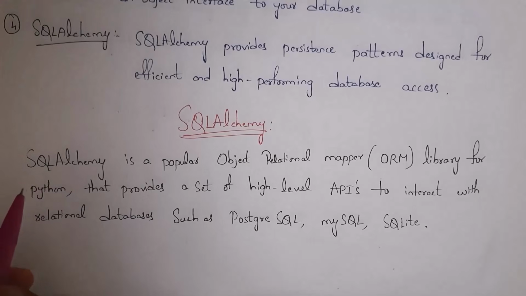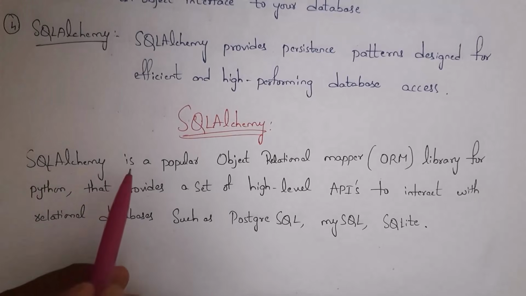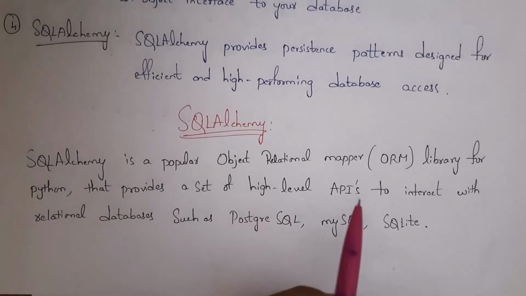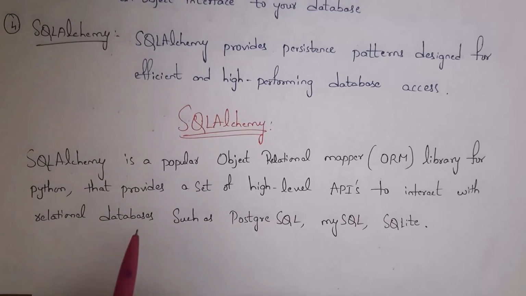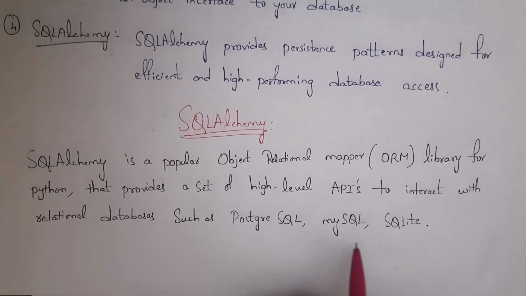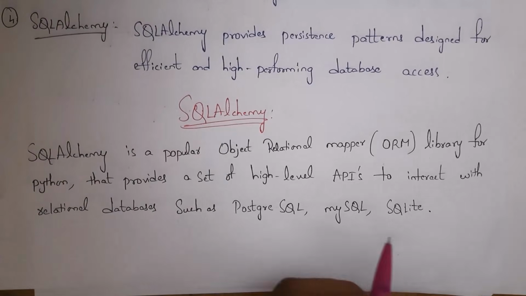This is the definition of SQLAlchemy. SQLAlchemy is a popular object relational mapper library for Python that provides a set of high-level APIs to interact with relational databases such as PostgreSQL, MySQL and SQLite. SQLAlchemy provides an interface to interact with relational databases. That is, by using Python we can interact with the PostgreSQL database, MySQL database and SQLite database.